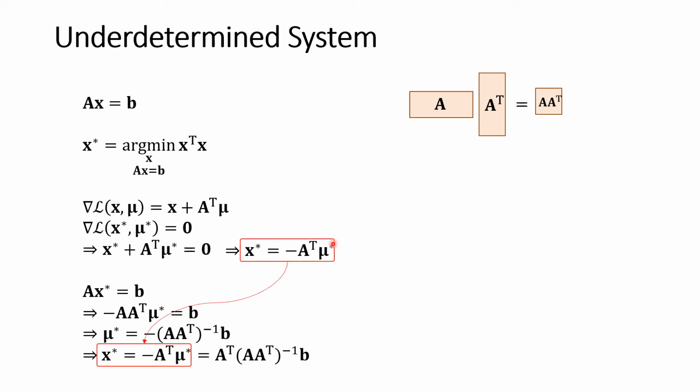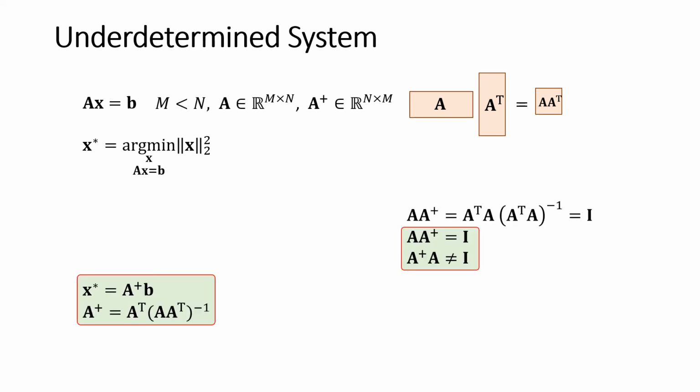Since we know x star equals negative A transpose mu star, we get x star equals A transpose times (A A transpose) inverse b. So this is the final solution that we get. For the underdetermined system, we have x star equals A pseudo-inverse times b, where A pseudo-inverse, A plus, is equal to A transpose times (A A transpose) inverse. And it can be verified that A times A pseudo-inverse equals the identity matrix, but A pseudo-inverse times A will be an n by n singular matrix, which cannot be inverted, so it cannot be equal to the identity matrix.